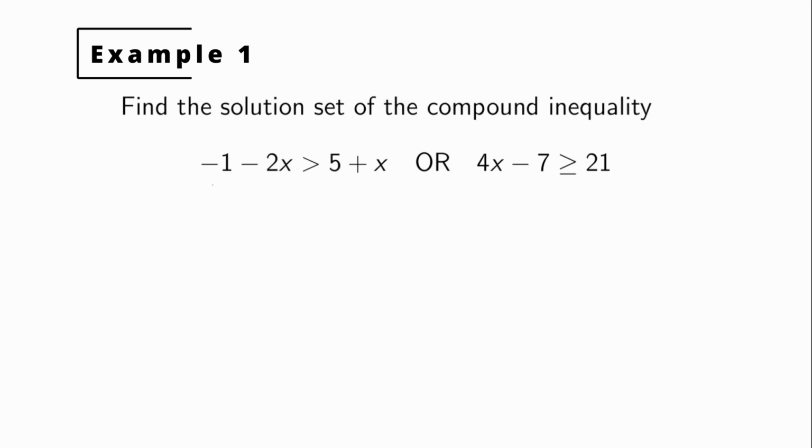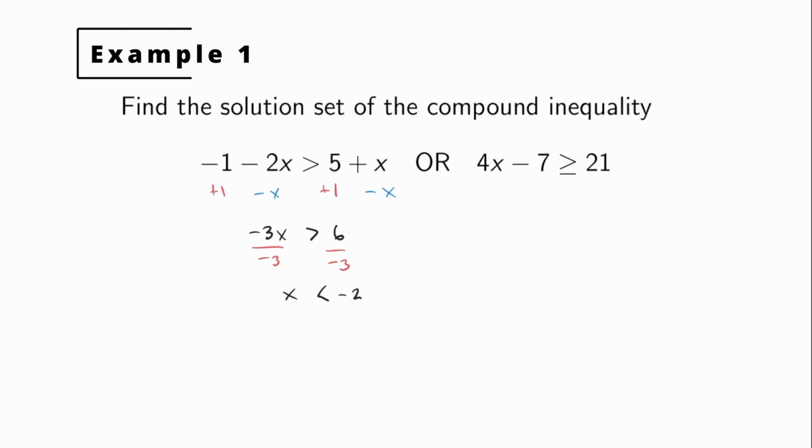I'm going to add 1 to both sides of this inequality, and I'm going to subtract x from both sides. That will leave us with negative 3x on the left side is greater than 6. And then I divide both sides by negative 3 to get x is now less than negative 2. Remember, when you divide or multiply both sides by a negative number, change the direction of the inequality.